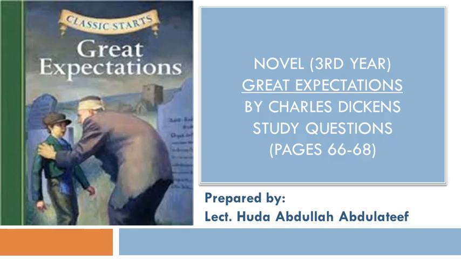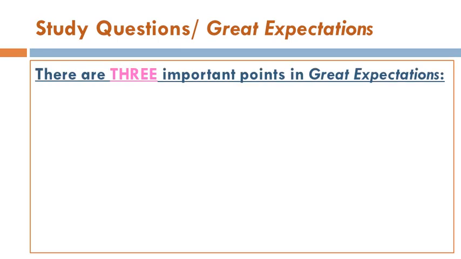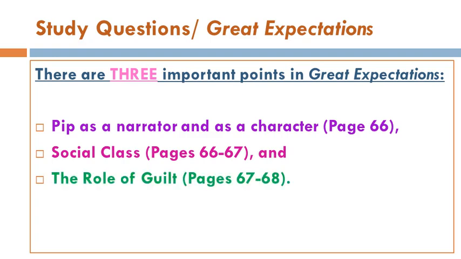Our lecture today is in continuation with the previous lecture about study questions and Great Expectations by Charles Dickens. In the previous lecture, we went through three important points in Great Expectations, and we discussed the first point, that is Pip as a narrator and as a character. For today, I will explain the second point, that is social class.